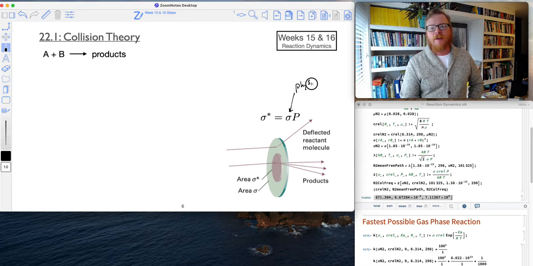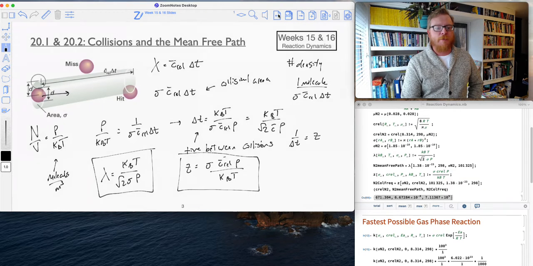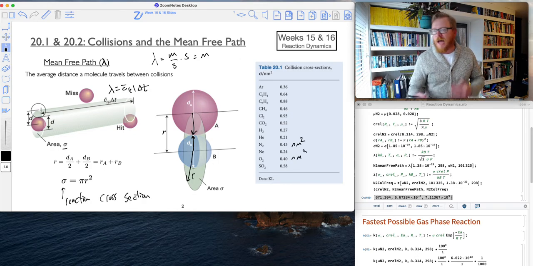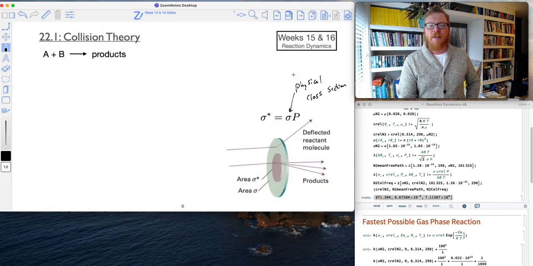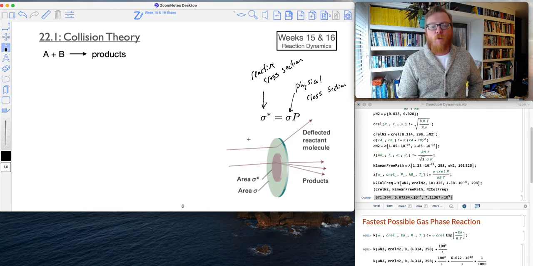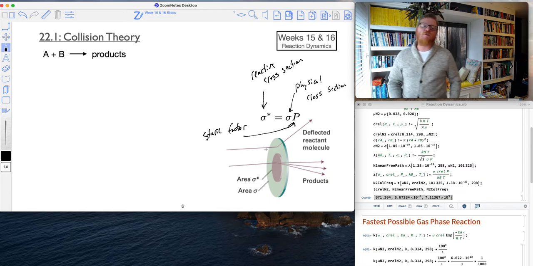We can now start to think of this as a physical cross-section. By physical, let me back up to this picture, it's literally just based on the size of the molecules. But we could readjust that and turn it into a reactive cross-section by including what we call the steric factor P. So that's the steric factor. This is a rather simplified way of looking at this.